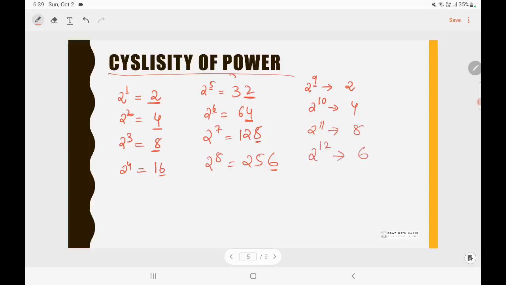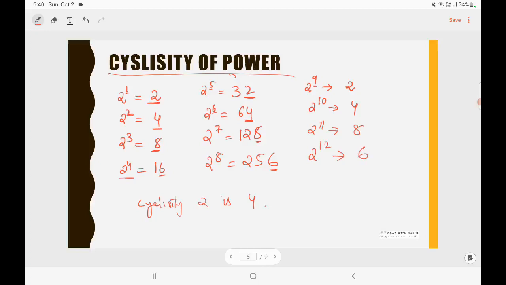This is called the cyclicity of power. And for all numbers like 1, 2, 3, 4, 5, every number will have a cyclicity of power. Here the cyclicity of 2 is actually 4. That means after 4 numbers it is repeating. Here after 2 raised to 4 it is repeating, right? So that means the cyclicity of 2 is 4.